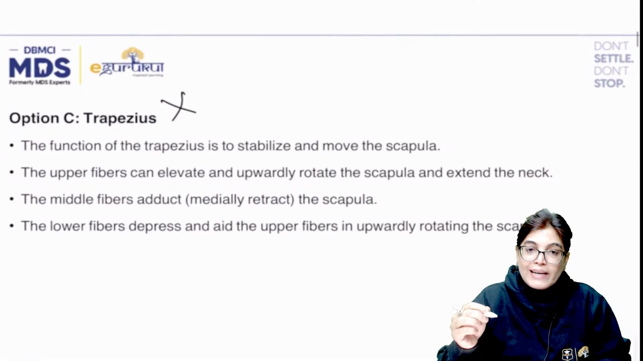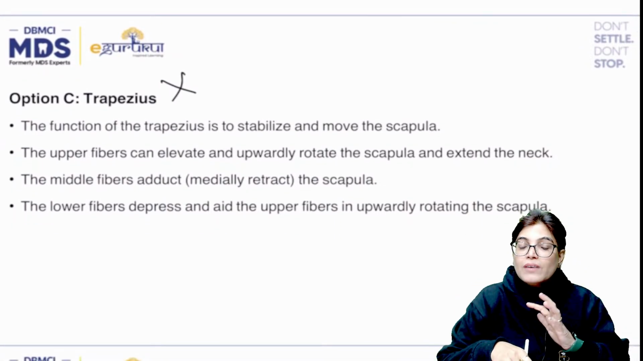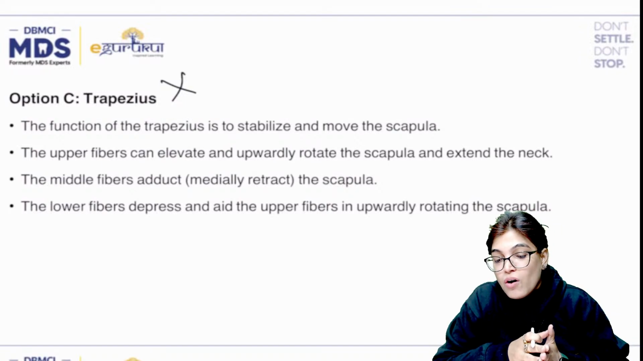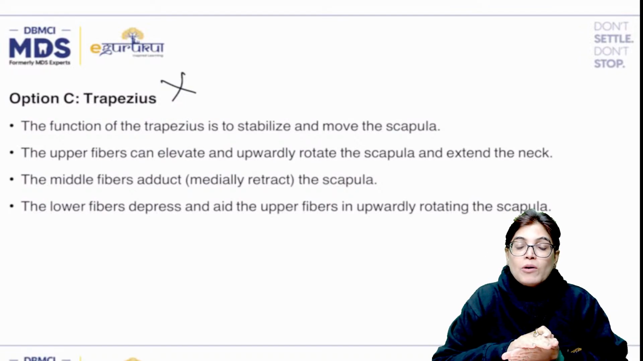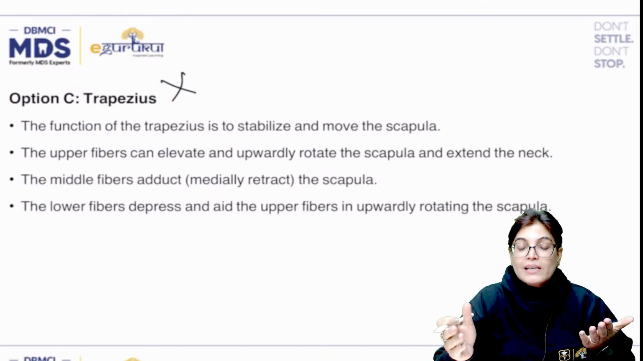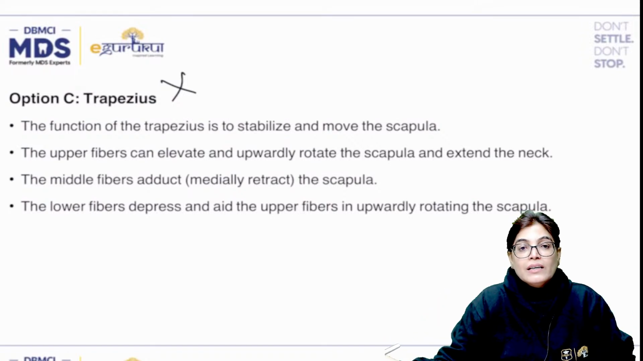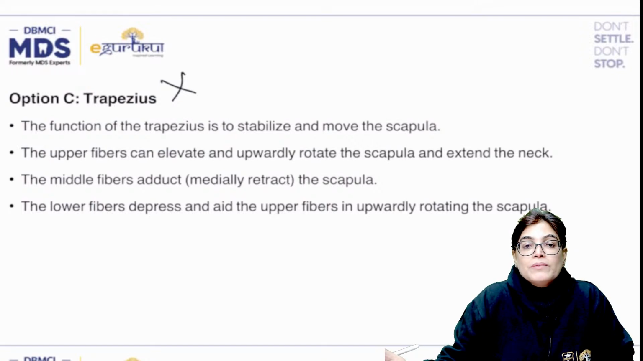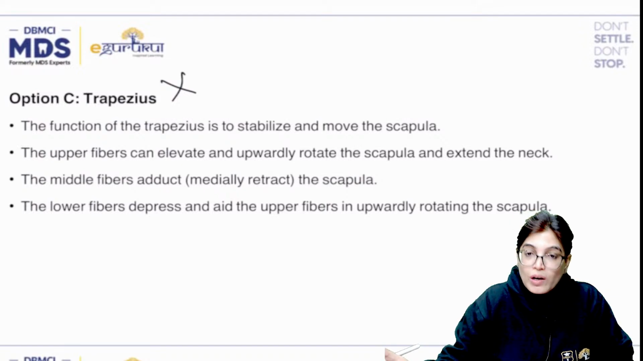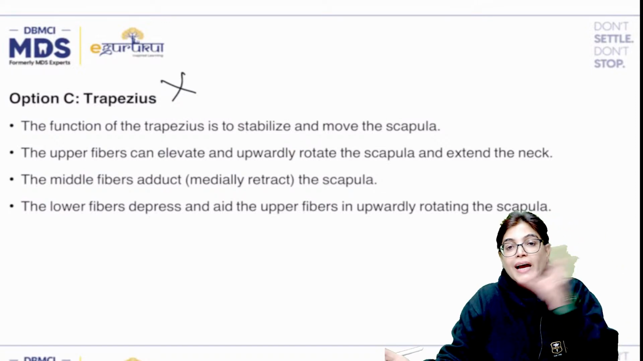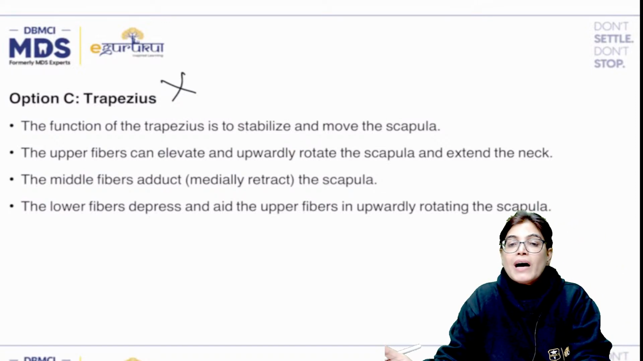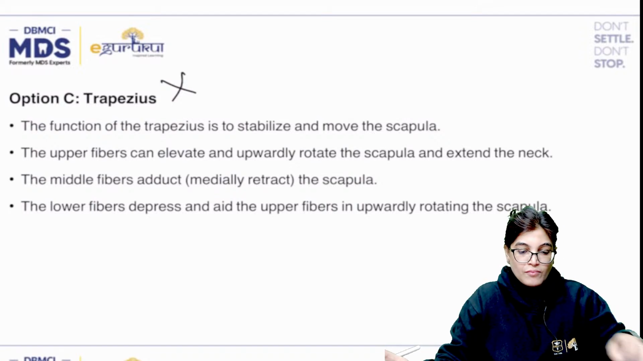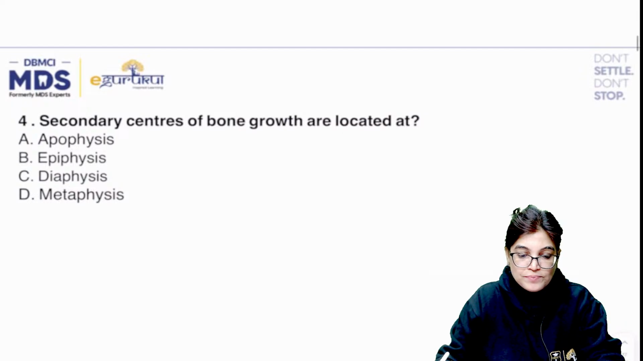Trapezius muscle is also not the right answer. Actually, the spinal accessory nerve is giving innervation to the trapezius muscle also, but if I am talking about the trapezius muscle, its upper fibers are causing elevation of the scapula. It also has other functions of retracting the scapula or depressing the scapula. So it is also another muscle which will be affected. But the action which was given in the question does not coincide with the action of the trapezius muscle. So we will not mark trapezius as the right answer. Is it okay? Let's move on to the next question.